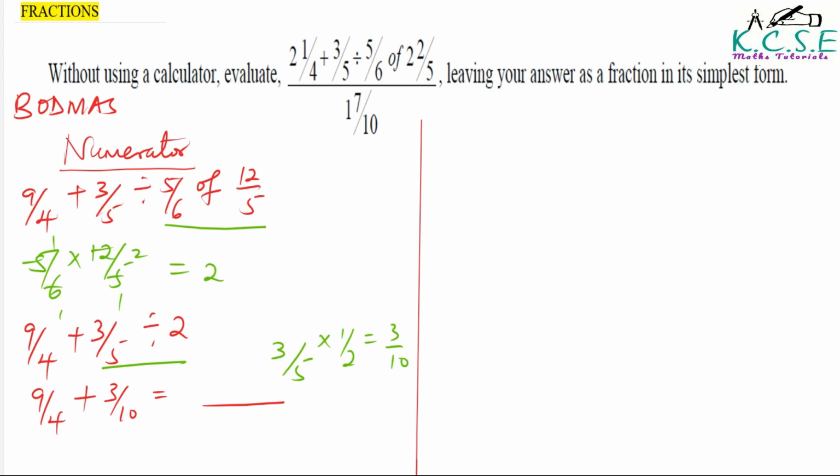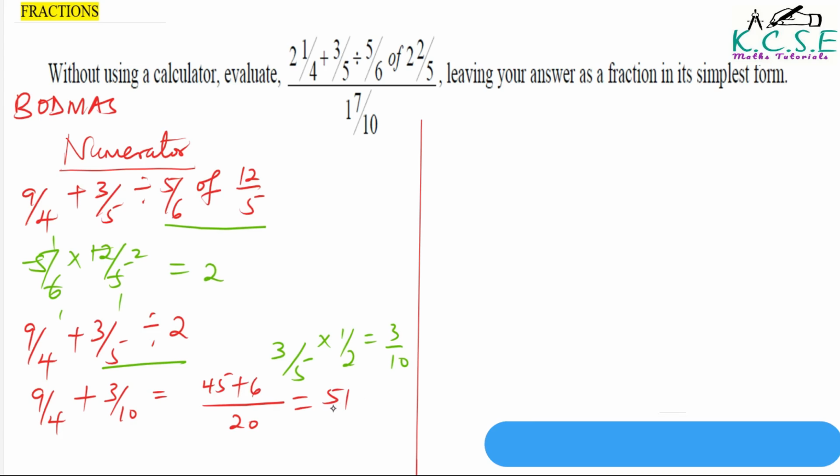So we have 9 over 4 plus 3 over 10. The LCM of 4 and 10 is 20. So this will give 45 plus 6, which will give 51 divided by 20. We can leave that as 51 over 20 for now. That is the numerator. Let's check the denominator.